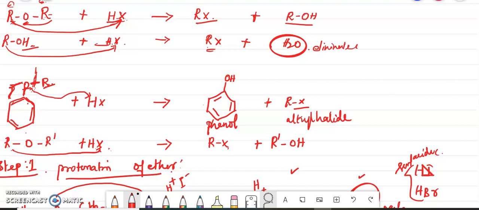So the order of reactivity of hydrogen halide will be like this, so that you can get to know the reaction easily. Hydrogen iodide is more reactive than hydrogen bromide, and it is more reactive than hydrogen chloride. This is the order of reactivity of hydrogen halides. Okay, let's see the mechanism, how the reaction is happening.